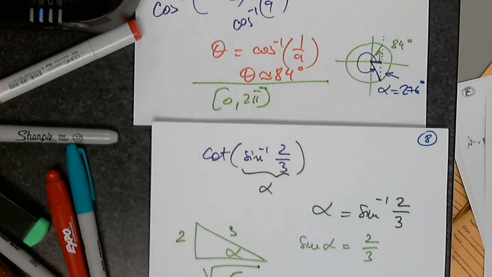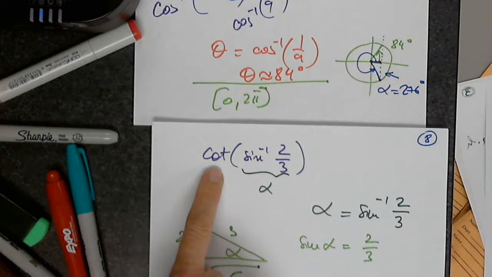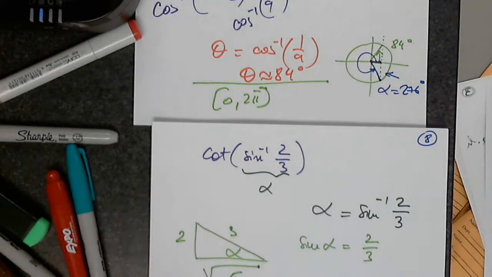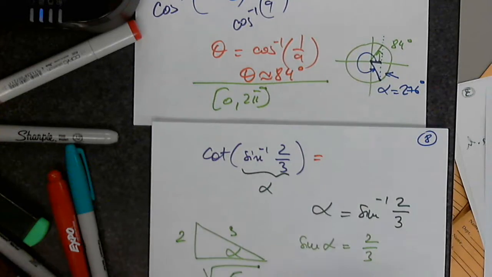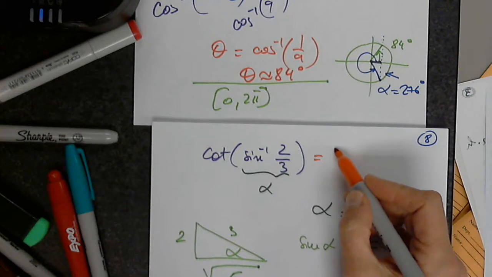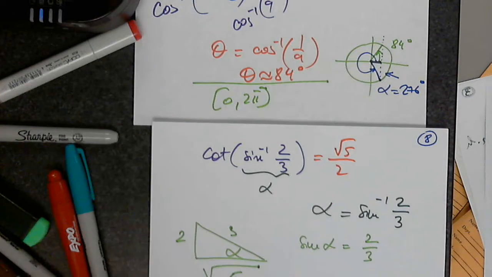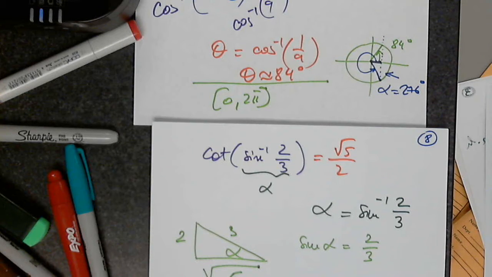And now I have everything you want me to do or find, right? But what am I asked to find? Cotangent alpha. How do I determine cotangent alpha? Adjacent over opposite. That's it. What is it? Square root of 5 over 2. That's it. This is very useful. More for Calc 2 than for Calc 1, but very useful.